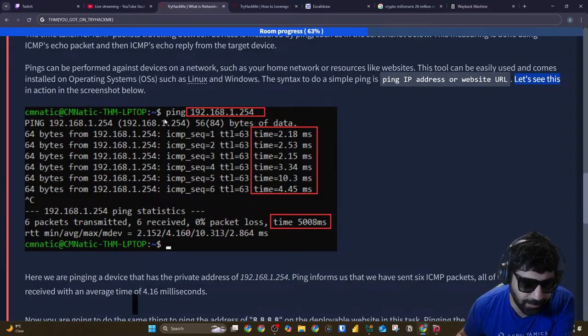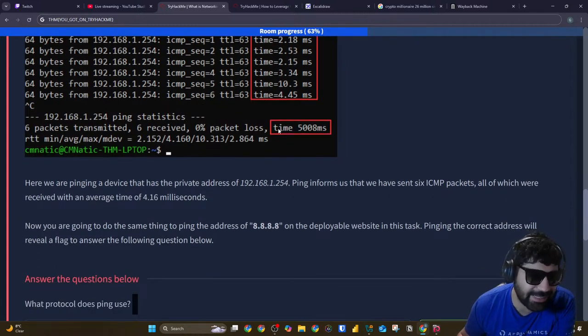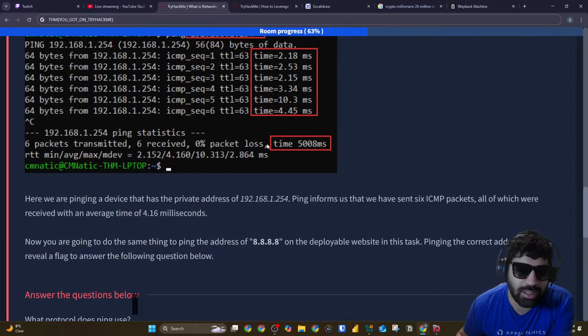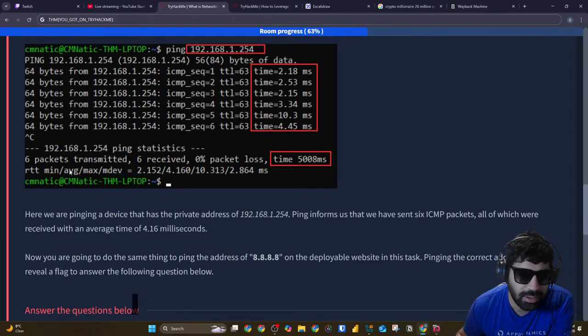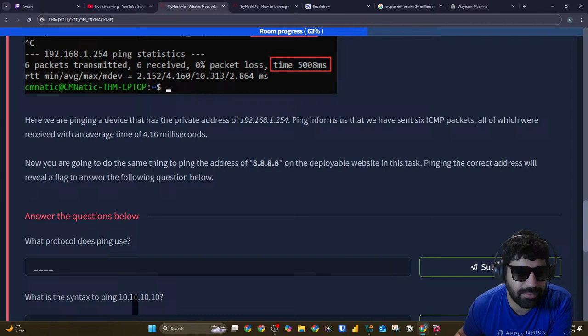But here's ping and the IP address, and you see the time taken, 2.1 milliseconds, 10.3 milliseconds, and it gives you the total as well, which is like 5008 milliseconds. Sorry, not average, the total. Six packets transmitted, six received, time 5008 ms, so how much time it took in total. Then you can see the RTT: minimum, average, maximum, and deviation.